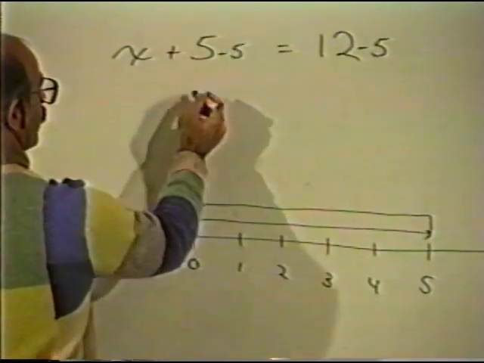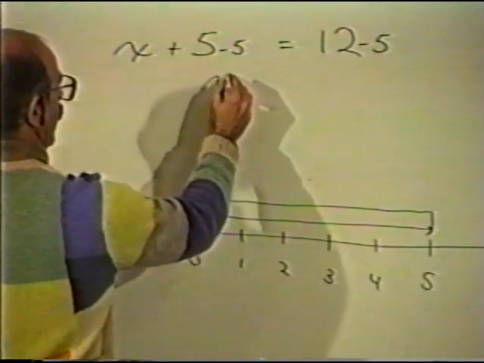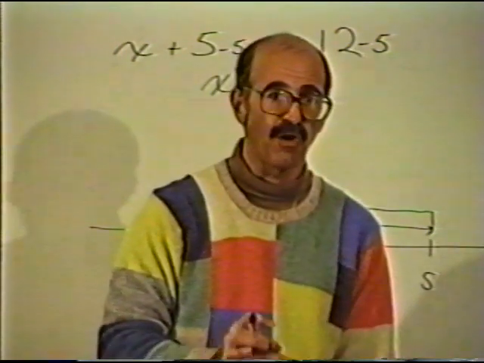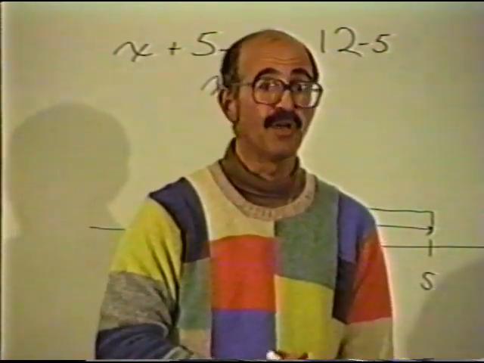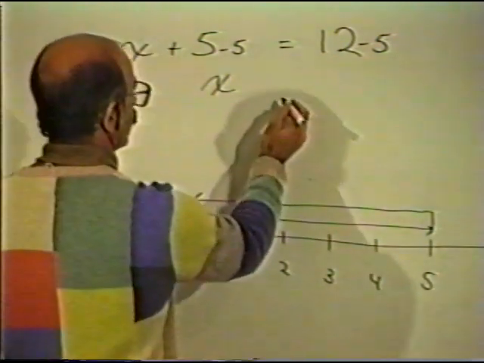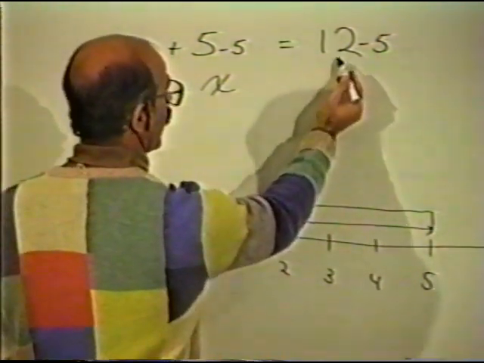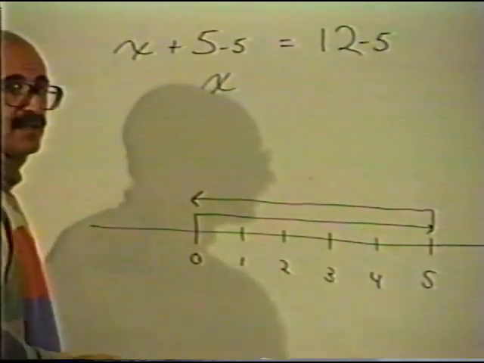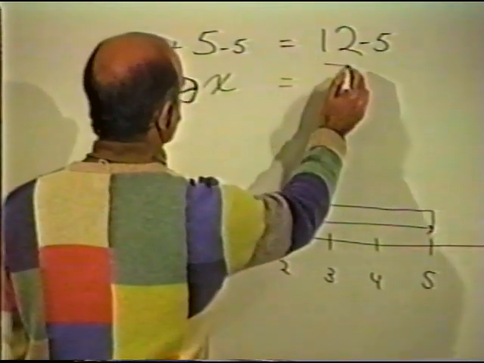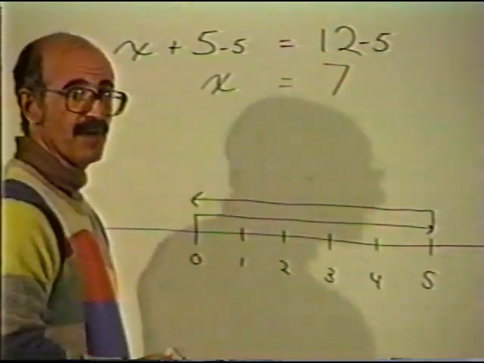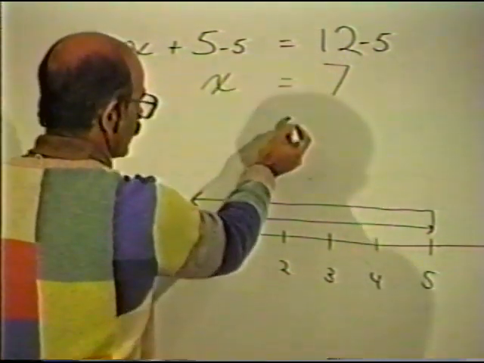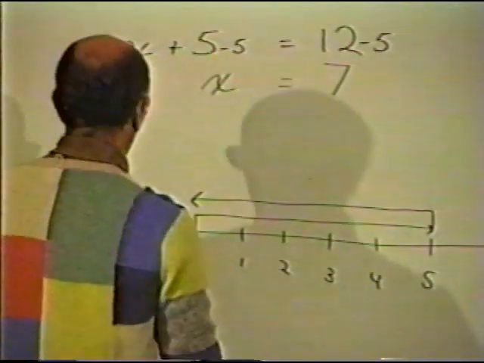And all we have left there is x. And that's what we wanted. We wanted to get the x all by itself on one side so we could find out what it's equal to. Well, all we have to do on this side is say 12 minus 5 is 7. So we say x equals 7. And as we write it down on the paper, we should try and have all of our equal signs in a nice straight line.